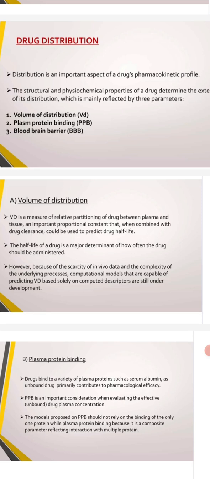VD is a measure of relative partitioning of a drug between plasma and tissue. It is an important proportional constant that, when combined with drug clearance, could be used to predict drug half-life. The half-life of a drug is a major determinant of how often the drug should be administered. However, because of the scarcity of in vivo data and the complexity of the underlying process, computational models that are capable of predicting VD based solely on computed descriptors are still under development.